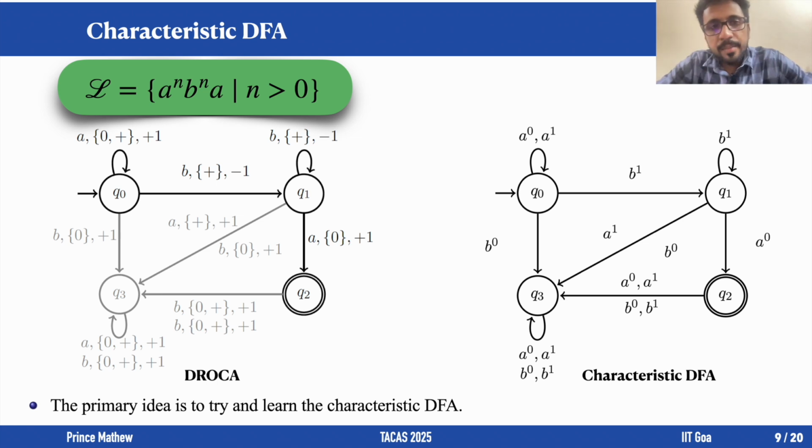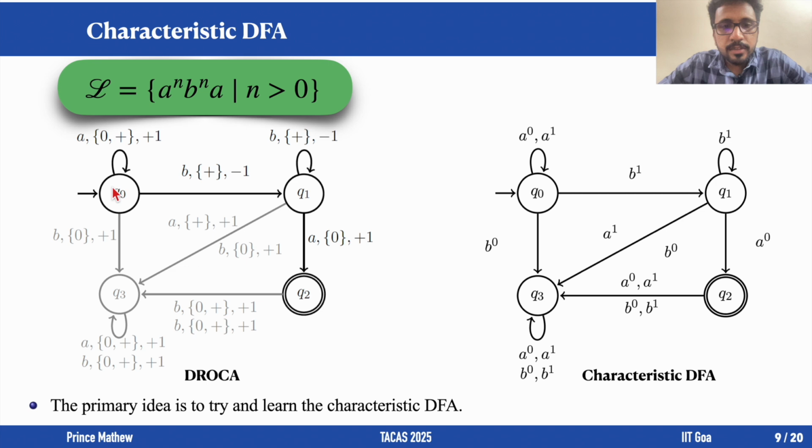So what is the main idea behind min-OCA? It is to learn a characteristic DFA. So we will define what a characteristic DFA is. This is the DROCA that we saw before that recognizes the language a^n b^n a, and this is the corresponding characteristic DFA. Let's say your DROCA is over the input alphabet {a, b}, then your characteristic DFA will be over the input alphabet a0, a1, b0, b1.